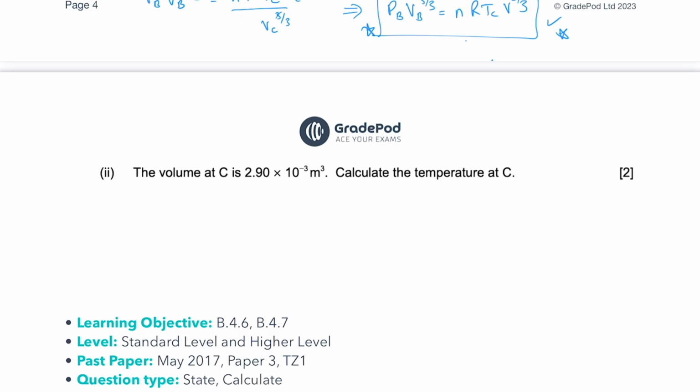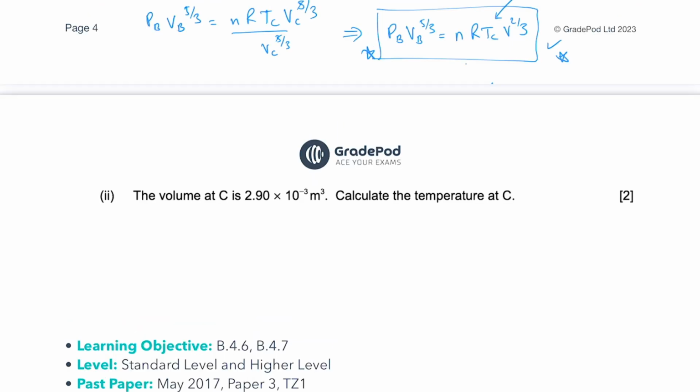2. The volume at C is 2.9 times 10 to the minus 3. Calculate the temperature at C. We're going to rearrange that expression above. PBVB^(5/3)... 422 Kelvin.